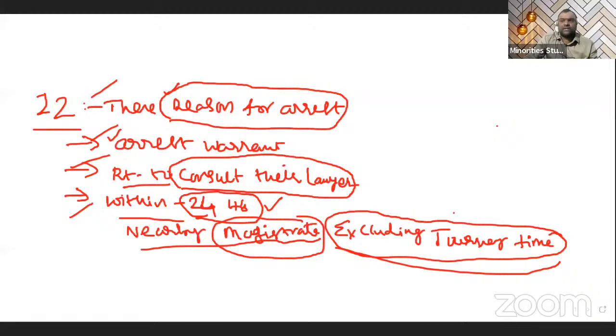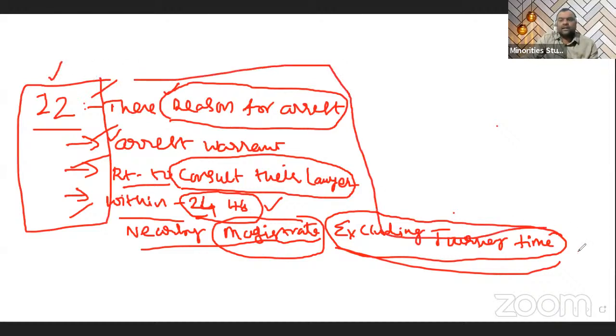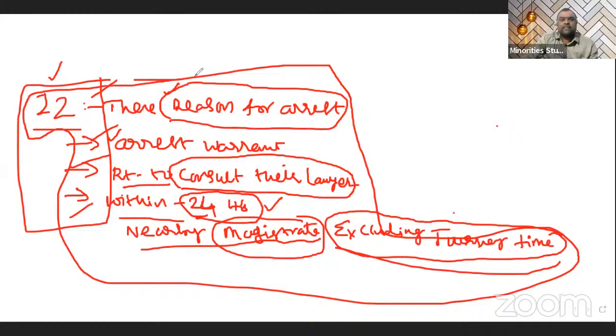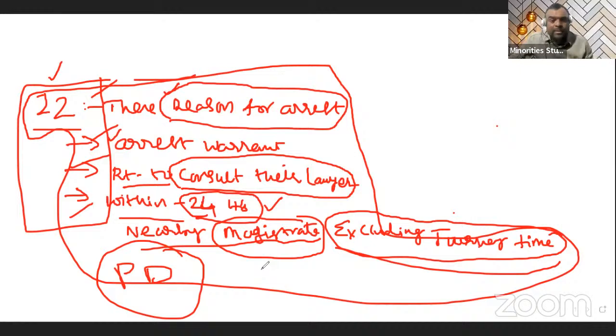Preventive detention. Detention means there must be a reason in certain cases. And very important here, based on this article, the PD Act was enacted. The PD Act, Preventive Detention Act, means that without any reasons also the police personnel can arrest. In the CrPC, police personnel can arrest even a common man also.